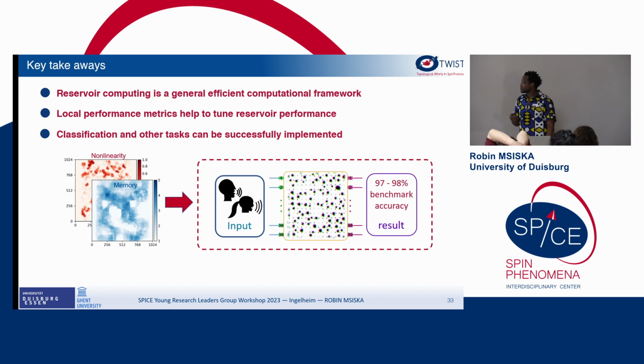So to conclude, I'd just like to summarize the key takeaways from this talk. Reservoir computing is a general and efficient framework that can be used for several things. You can use local metrics to quantify and tune a reservoir to perform very well and excel at certain tasks. And this is exemplified in this case using classification, spoken digits specifically.